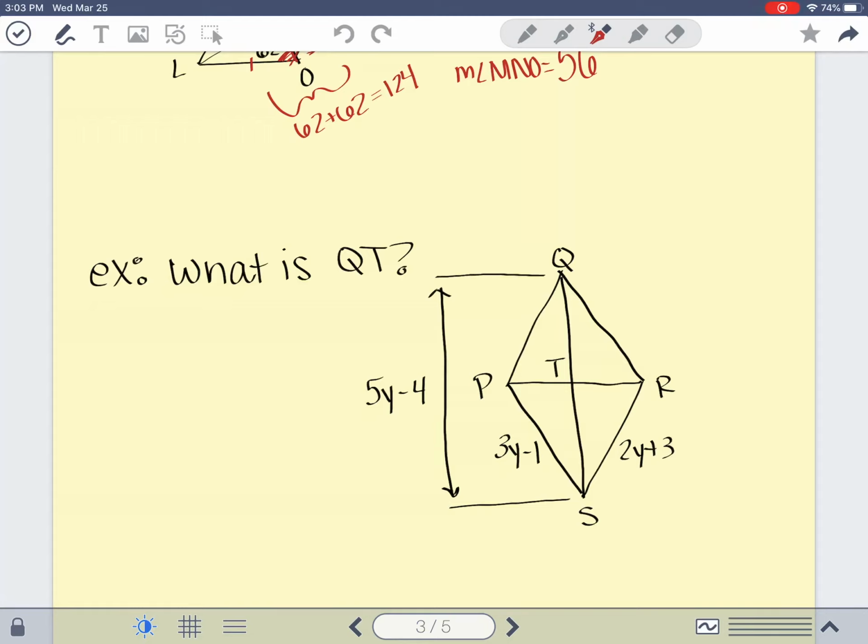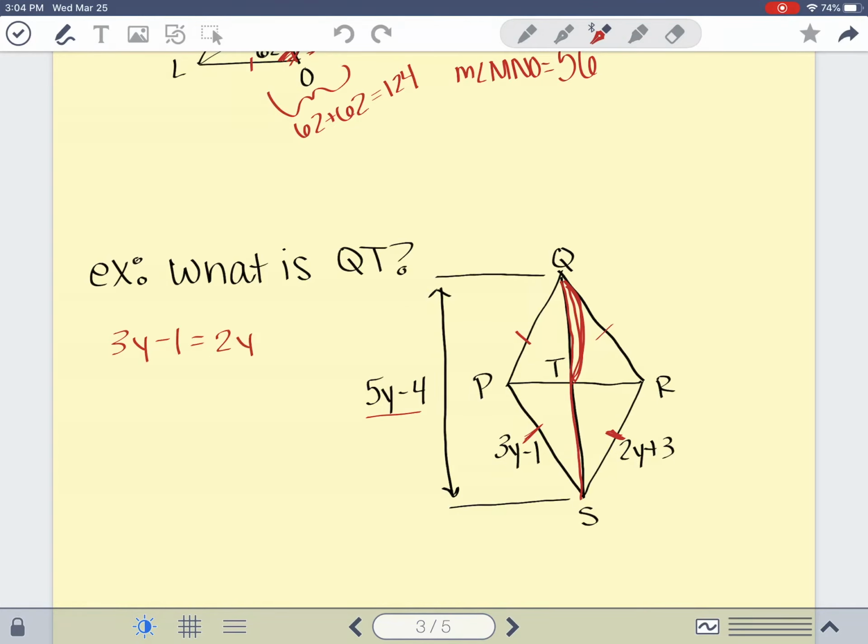In the next one, we need to find QT. We are looking for segment QT in this rhombus. Again, each of our sides is congruent to one another. And we know that this whole diagonal right here is 5y minus 4. So we know half of that will give us QT. But first we need to find out what y is. So we're going to take both of these sides and set them equal to one another.